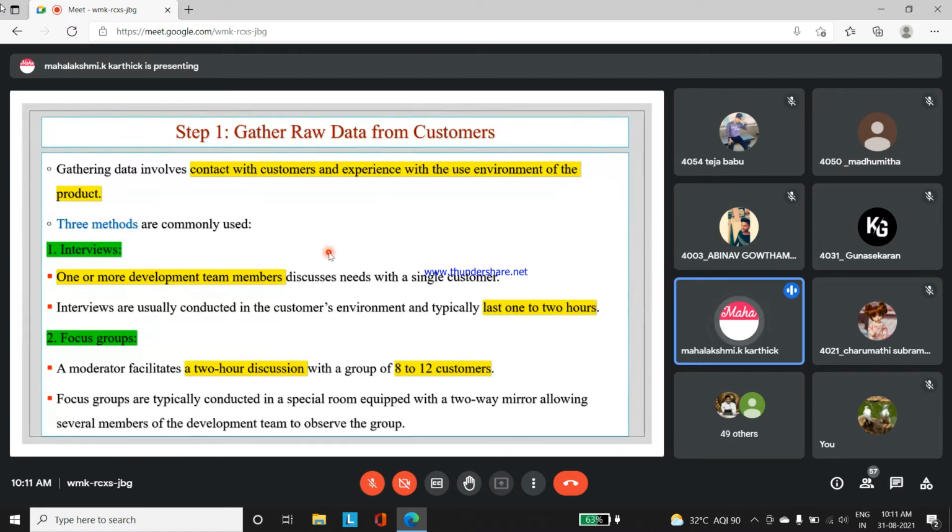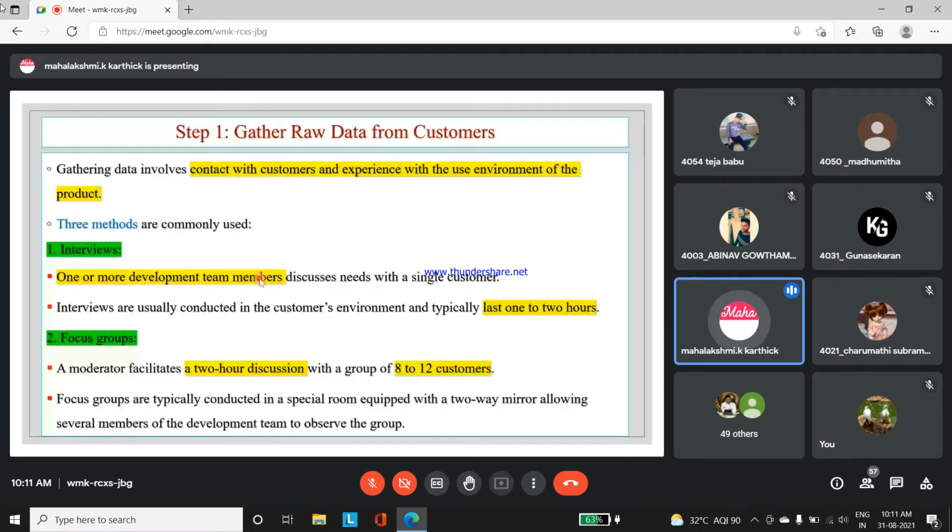It should be specified through the interviews. Interviews are usually conducted in the customer's environment and typically take 1 to 2 hours. They can ask whether this technique is used for your product, whether it will be of benefit for our remote area. All those things will be clarified through this interview process. So this is the first step involved.